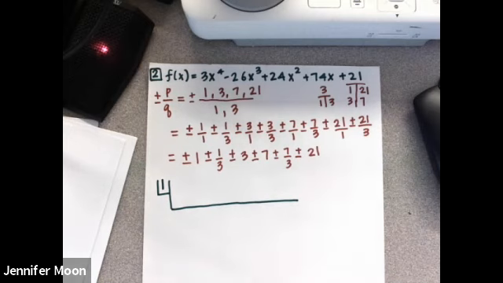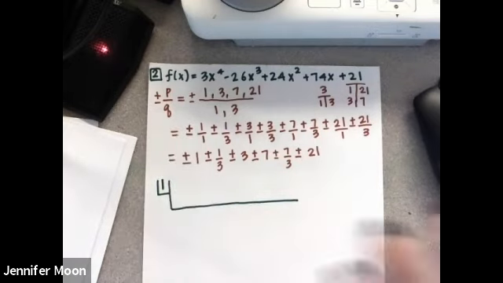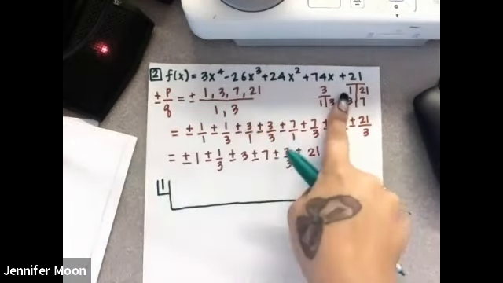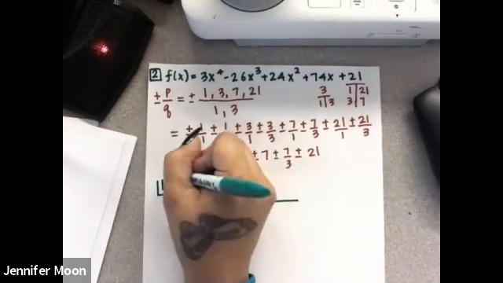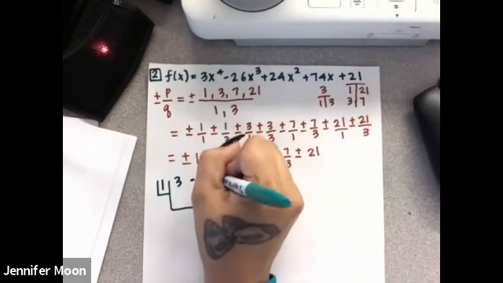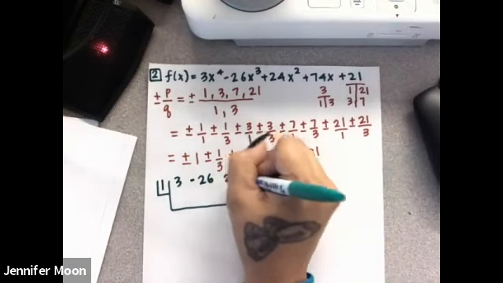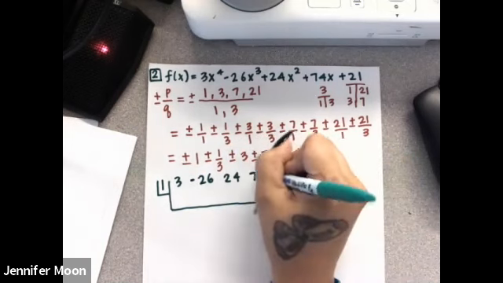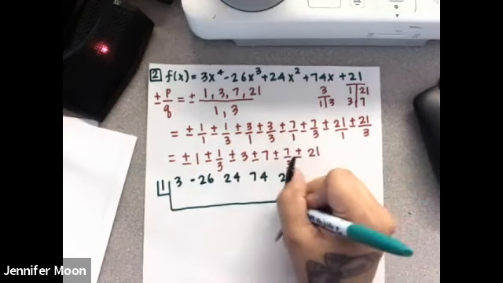Okay, so to synthetically divide, we're going to pull all of the coefficients from my original polynomial, the one that I'm working on, not necessarily original per se, because if you get really deep into a problem, you just need to pull the coefficients of the polynomial that you're working on. Right now, we haven't done anything. We haven't really done any math. This is what we're working on. Those coefficients are 3, a negative 26, a positive 24, a positive 74, and a positive 21.